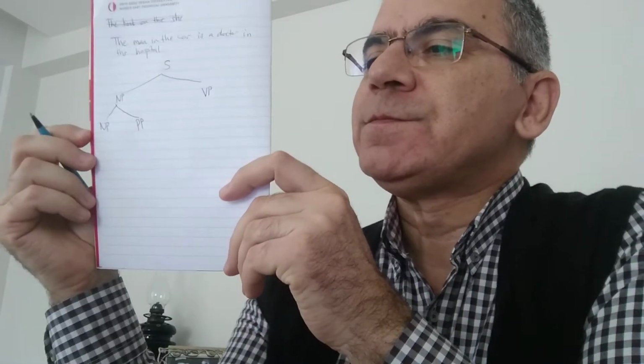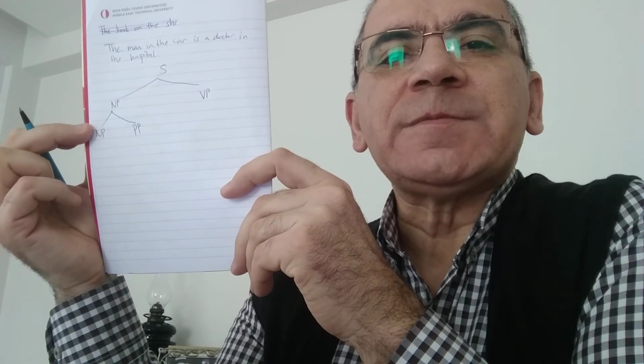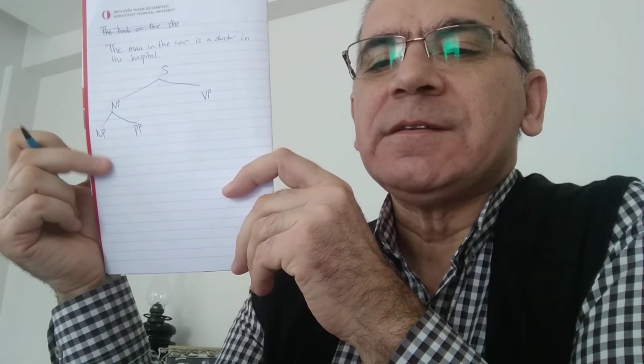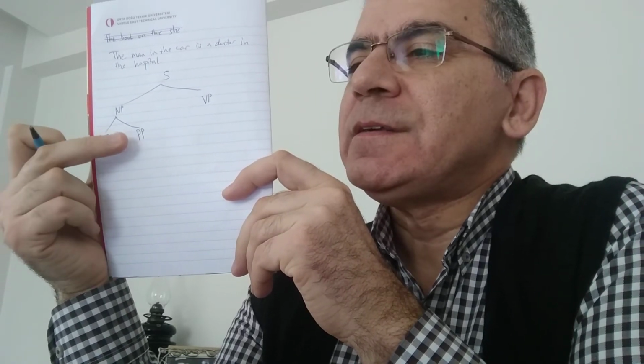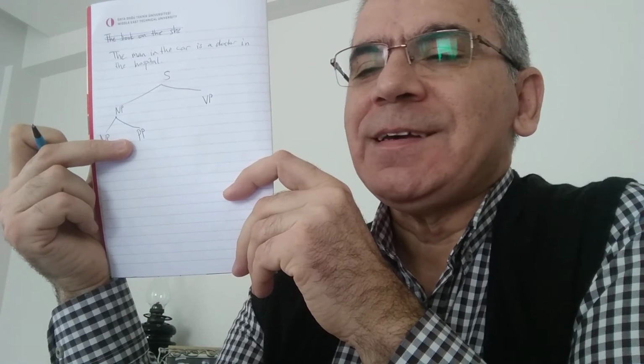Noun phrase, verb phrase. Sentence is divided into two, noun phrase and verb phrase. And in the noun phrase part, we have a noun phrase and a prepositional phrase as usual. Okay? In the noun phrase part, we have the man. In the prepositional phrase, we have in the car.